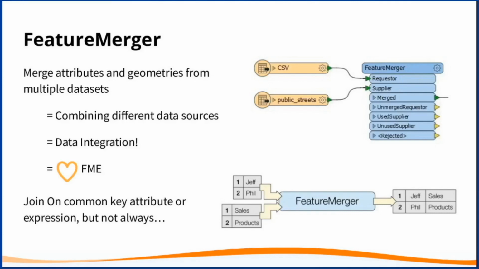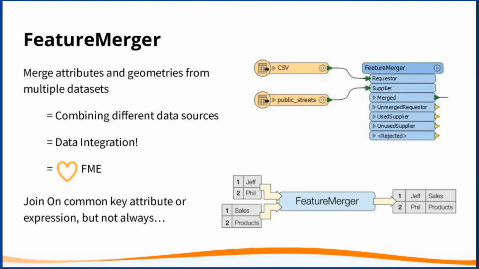Before I get into that, for those of you who aren't familiar with the feature merger, it's one of many transformers that can be used in FME to merge attributes and geometries from multiple data sets together. This is often done by using a common attribute key that exists in both data sets to join on. Why is joining and merging so important? The ability to combine multiple data sources is basically the backbone of data integration, and FME is all about data integration.